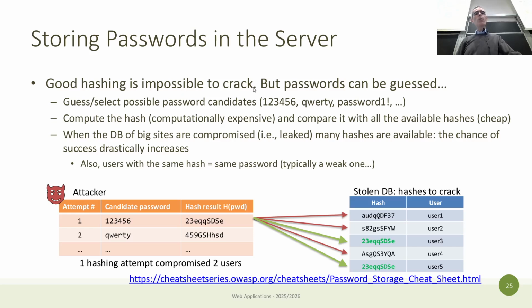Good hashing is impossible to crack, but the point is that passwords can often be guessed. And that's why websites typically tell you to use at least one number, one uppercase character, one strange symbol, and so on. Because they don't like that you set a password like 123456, QWERTY, password1, and so on. But actually, they can check this on the client side, that's a good point to check when you set a password. With JavaScript, you can do these checks.